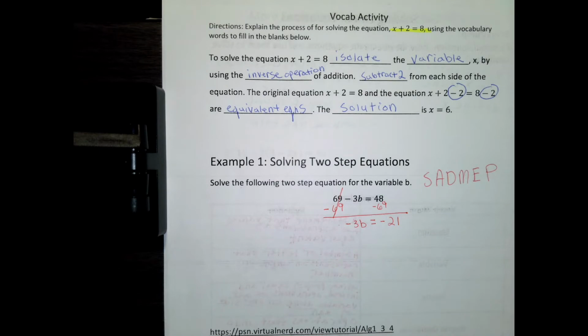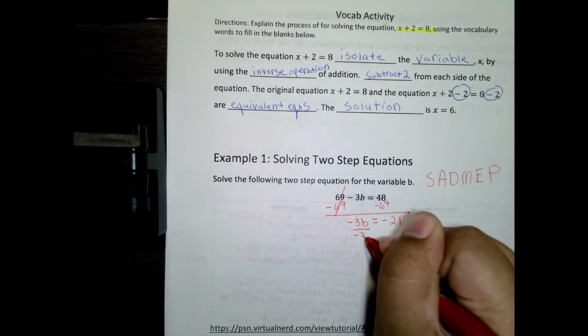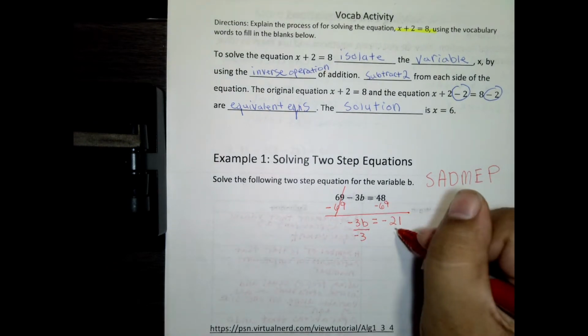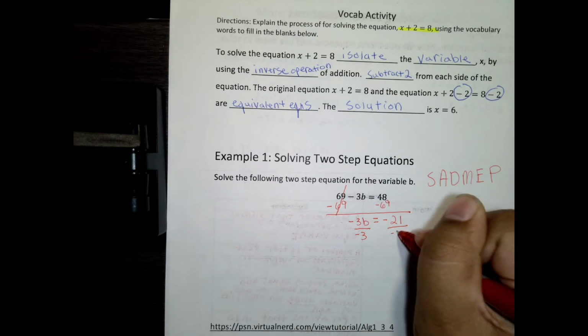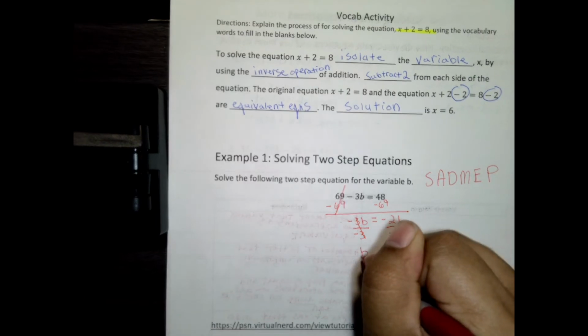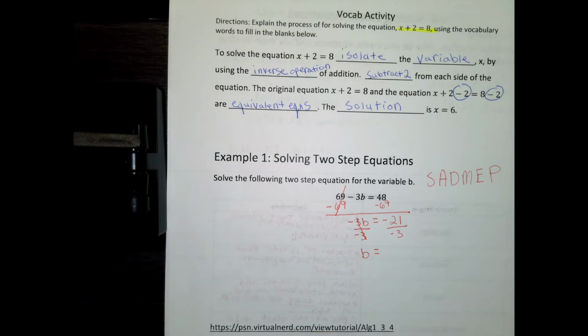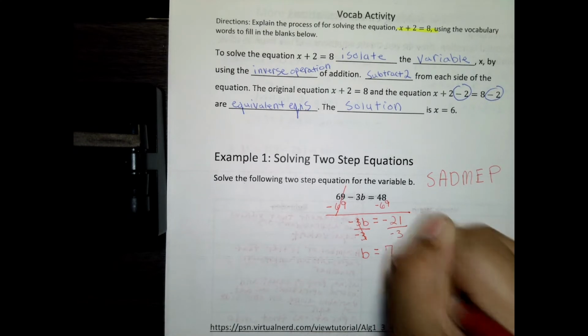All right, the -3 is still bothering our b. We want him to be all alone. So, what do we do? Well, we divide. Since it's being multiplied, we are going to do the opposite, the inverse operation, and we are going to divide. When this happens, that gives us a 1b, so we can just write that as b equals -21 divided by -3 is 7.